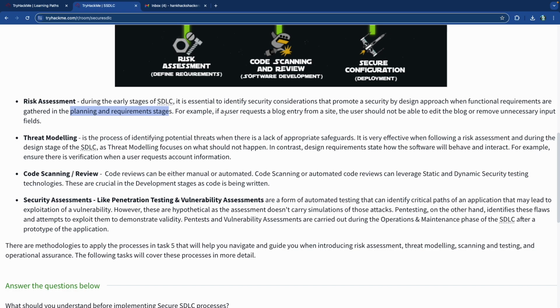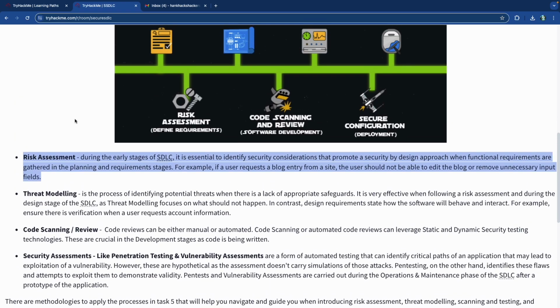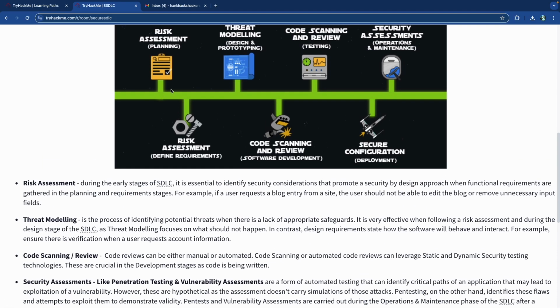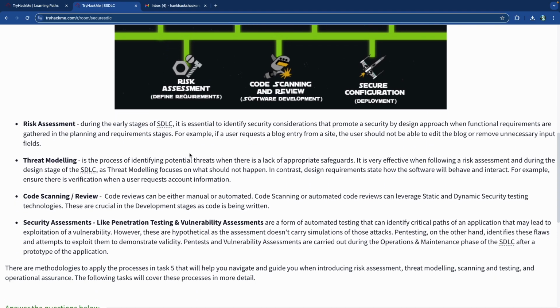So for example, if a user requests a blog entry from a website, the user should not be able to edit the blog or remove unnecessary input from those fields. So this is a risk assessment. It's a risk assessment activity that's done during the early stages of SDLC, which is the planning and the defining of the requirements.